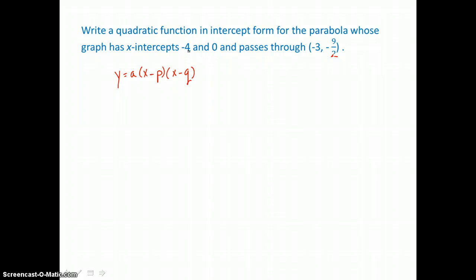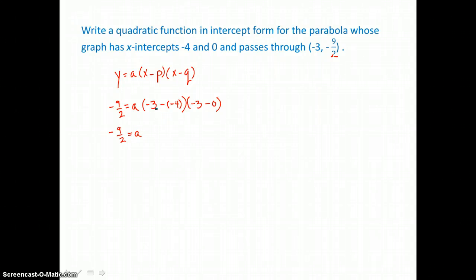So they give us a p and a q value, those are our x-intercepts, and they give us a point x, y. So again, we want to solve for a. So in for y, we're going to put negative 9 halves. We're going to solve for a. In for x, we're going to put negative 3. And in for p, negative 4. x again is negative 3. And q is 0.